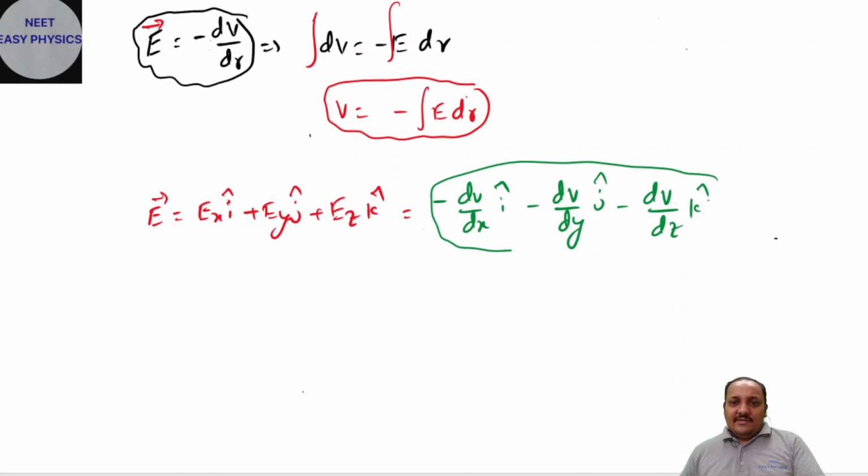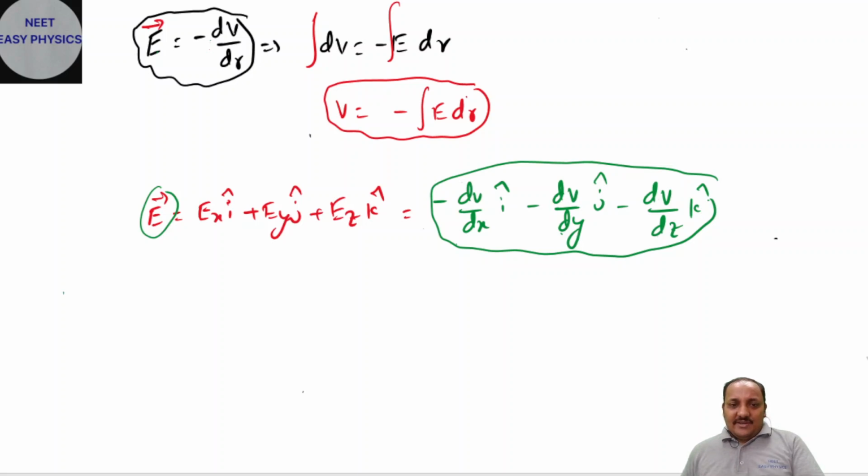So this one only they will write dou v by dou x, dou v by dou y, dou v by dou z. So that is called partial differentiation we will be saying. So very, very important formula. Now electric field intensity, another definition is negative potential gradient.